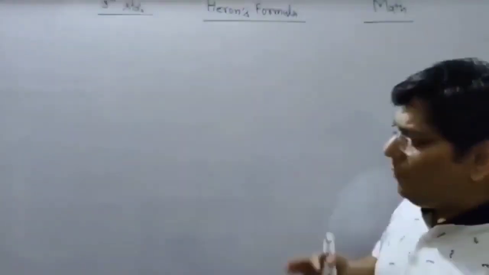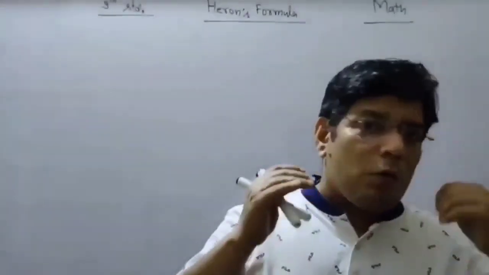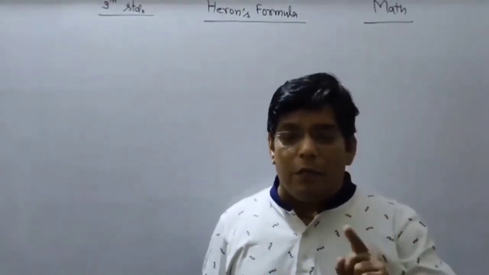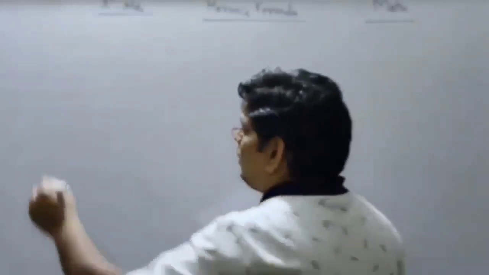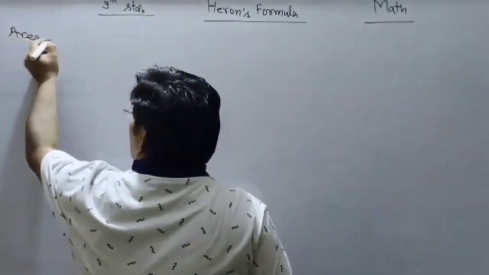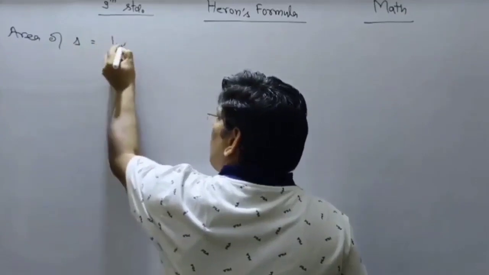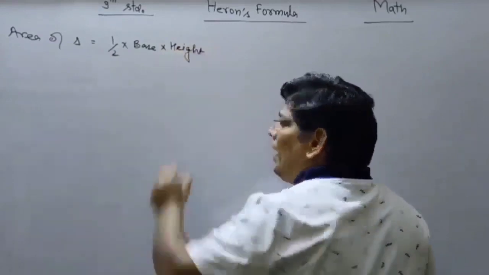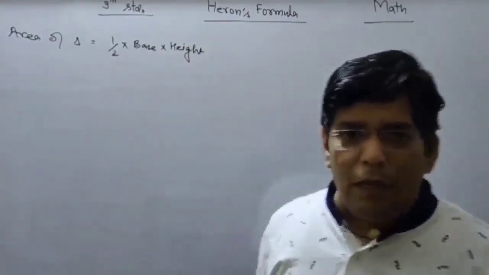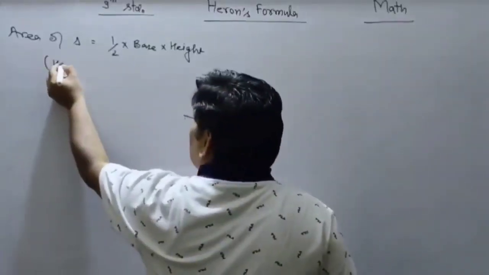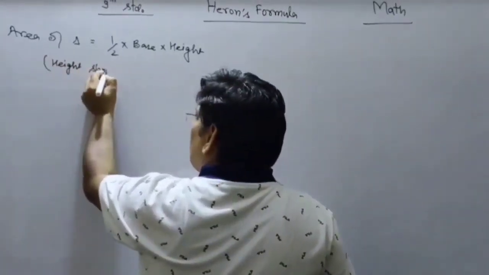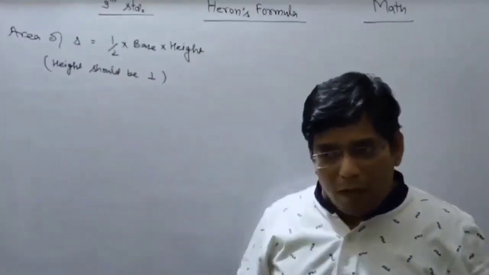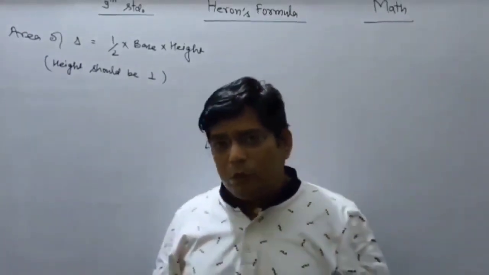So whenever we are going to find the area of a triangle, we can consider area of triangle equals half into base into height. So first of all we have to know that the area of a triangle is half into base into height. The height should be perpendicular. We have to know that thing. Now, this is the basic formula which is very common to know the area of a triangle.